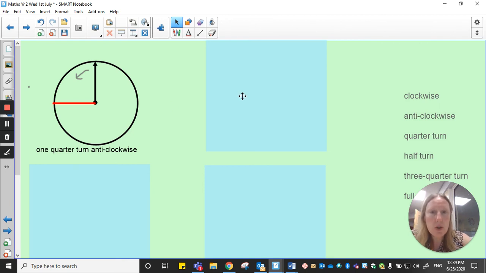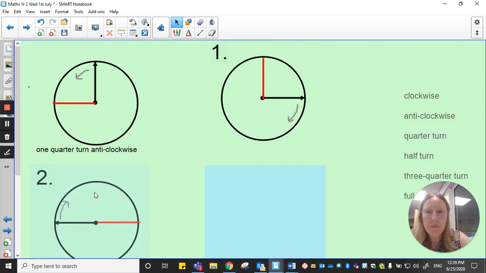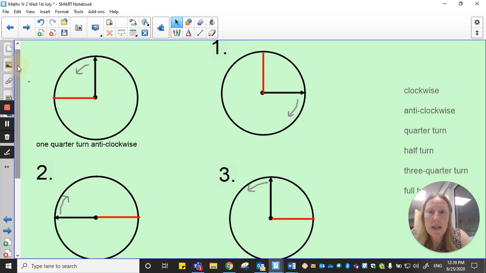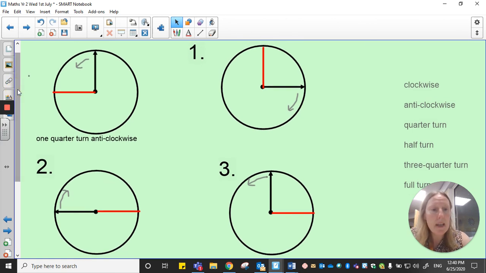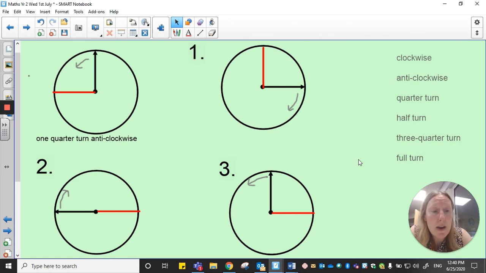So I'm going to show you 3 more turns, and I would like you to do the same as I've just done. I would like you to write, please, the turn and the direction. Okay, so I'm going to get you to pause the video and write down the turn and the direction. And then once you've done that, unpause and we'll go through the answers. Off you go.